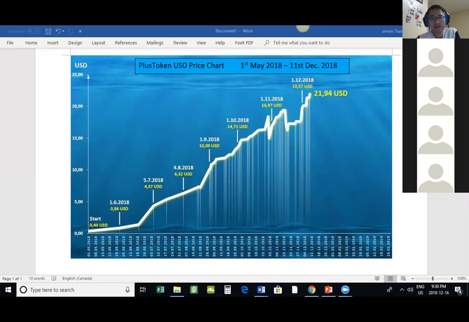And a lot of people are also asking the question: is the Plustoken price a real price? Because when you search on the market, Plustoken is not listed on the market. It's not public yet. So this price is just an internal price. It's just a fake price. It's just a manipulated price. It's just created by Plustoken. Yes, it comes with the Plustoken system.